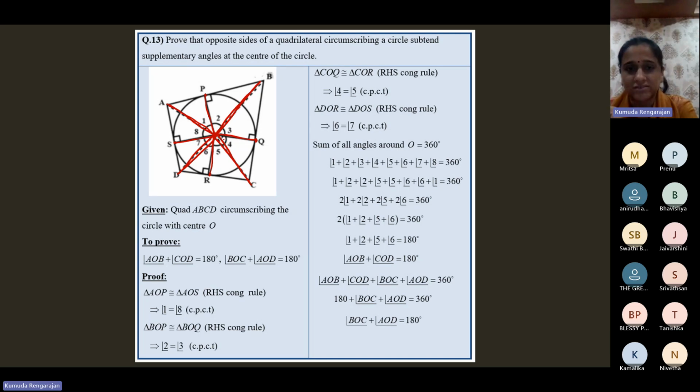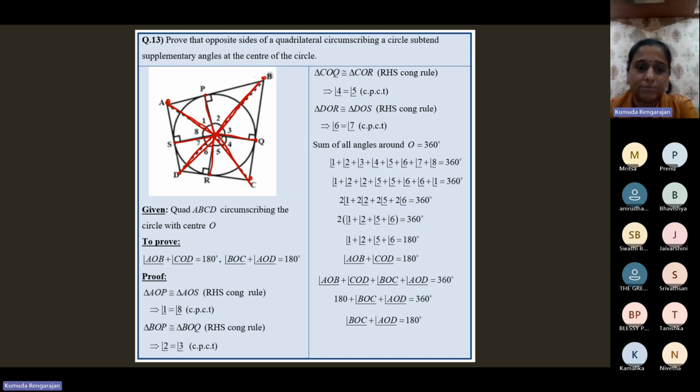Now, as I told you in the last class, which are the external points? A, B, C, and D. These are the external points. The other points are on the circle. P, Q, R, S, they are on the circle, and O is inside the circle. The points outside the circle are A, B, C, and D.